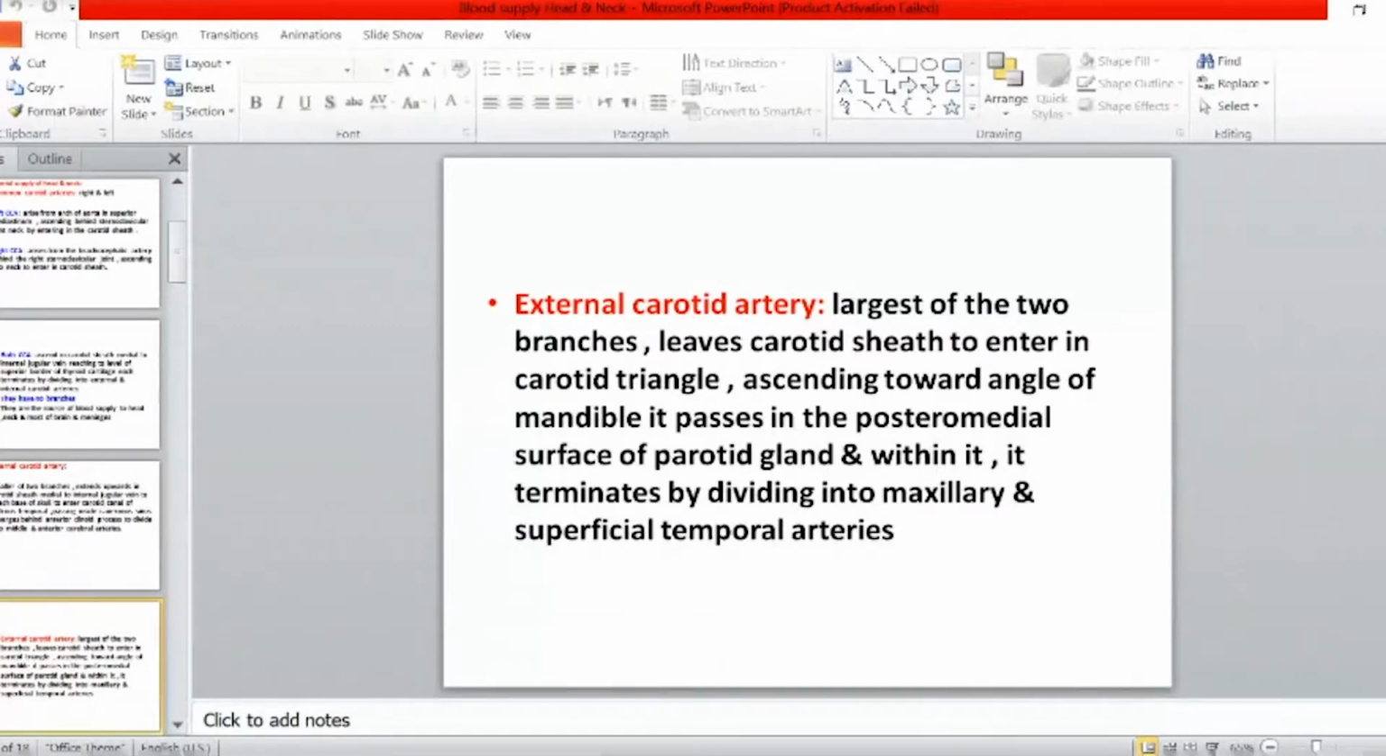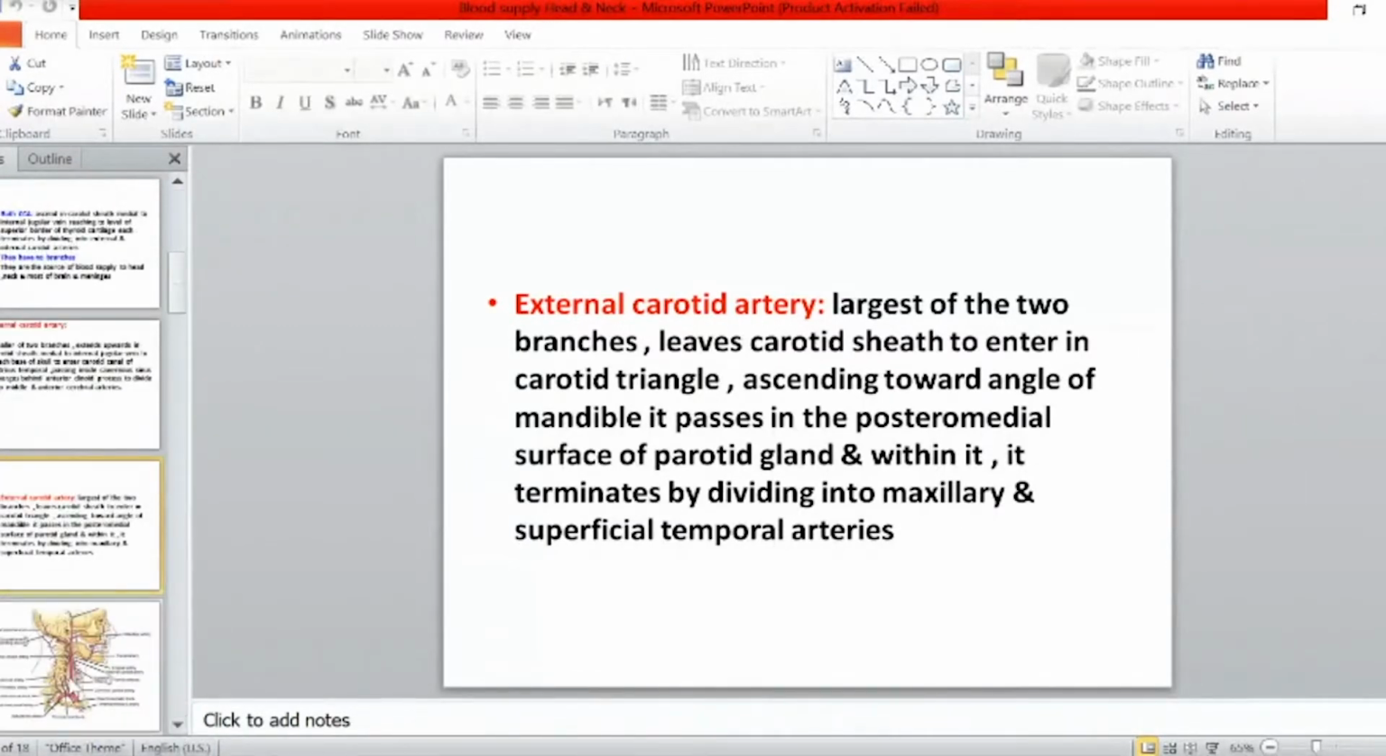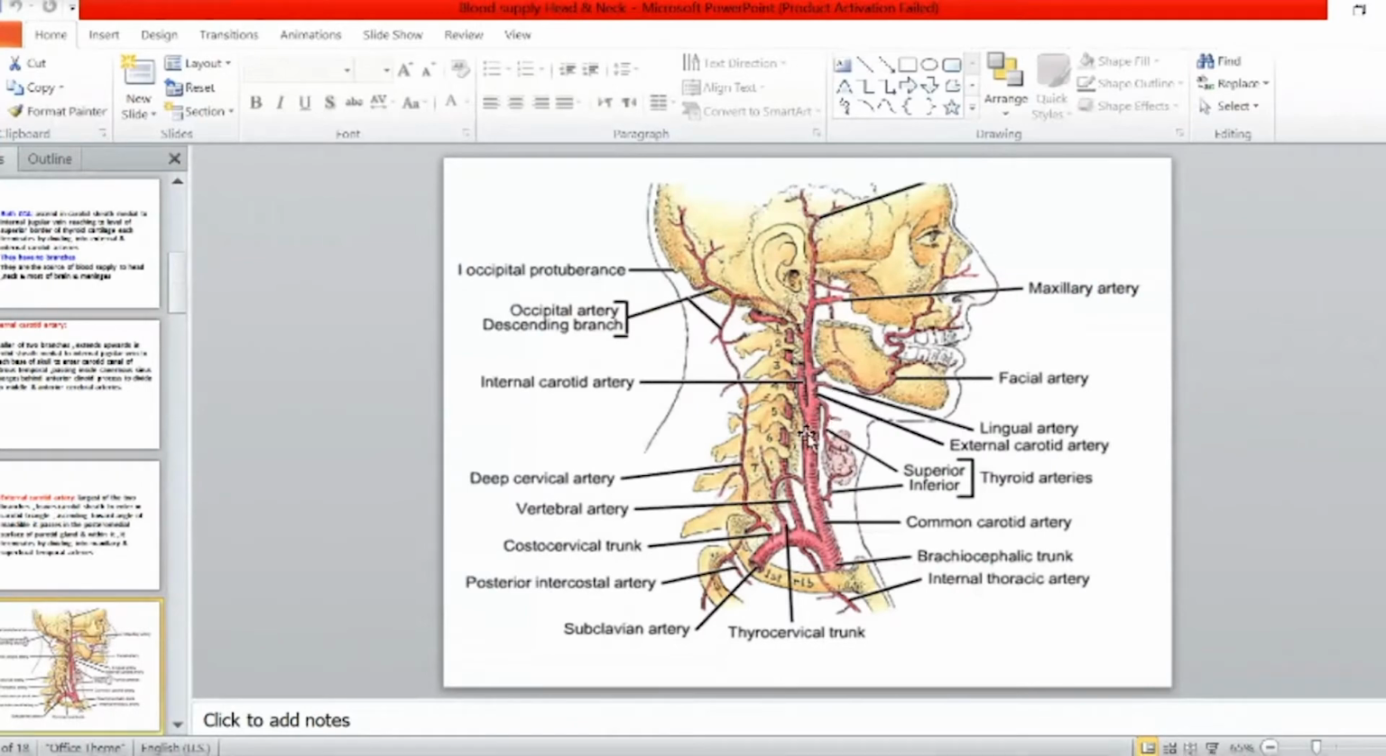This leaves the carotid sheath in the carotid triangle. It leaves the carotid sheath while the internal carotid remains inside it. It ascends in the carotid triangle, behind the angle of the mandible, and then behind the ramus, it enters inside the parotid gland here.